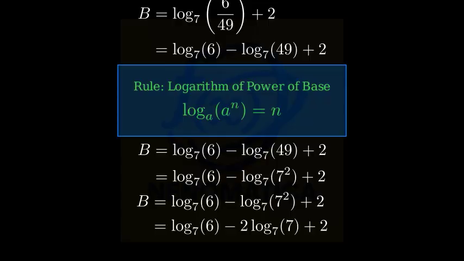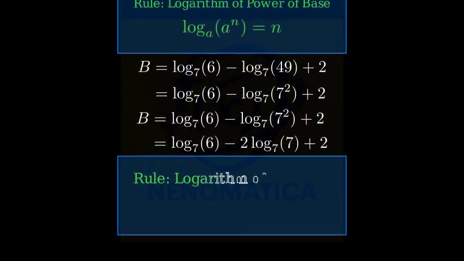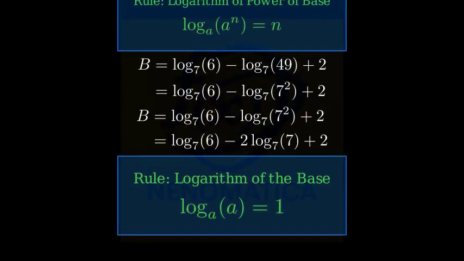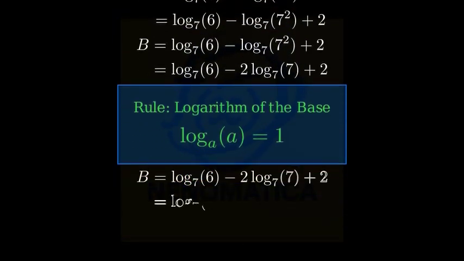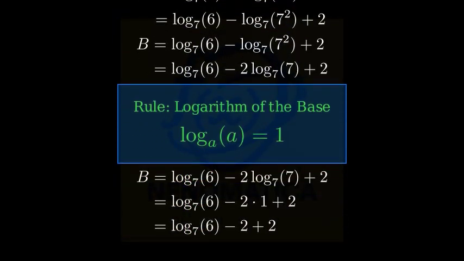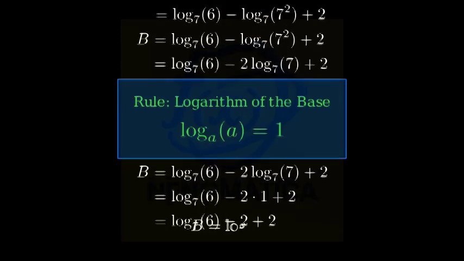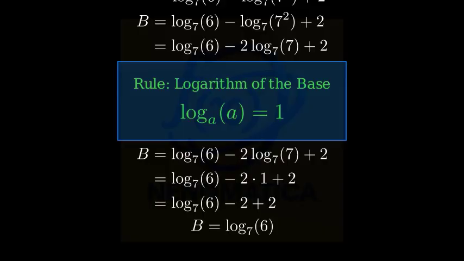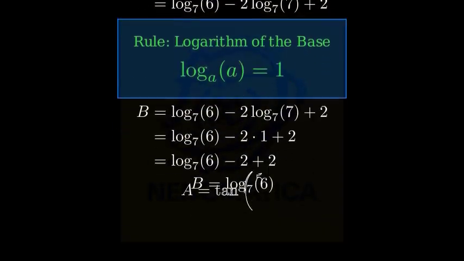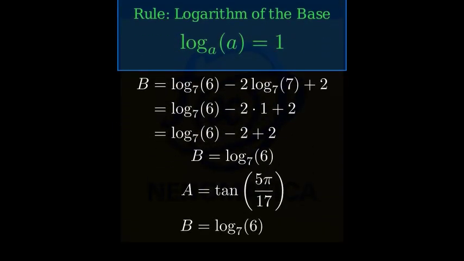Let's complete our simplification of B. We know that logarithm base a of a equals 1. So logarithm base 7 of 7 equals 1, and B equals logarithm base 7 of 6 minus 2 plus 2. The minus 2 plus 2 cancels out. So B equals logarithm base 7 of 6. Now we've simplified both values. We have A equals tangent of 5 pi over 17, and B equals logarithm base 7 of 6.